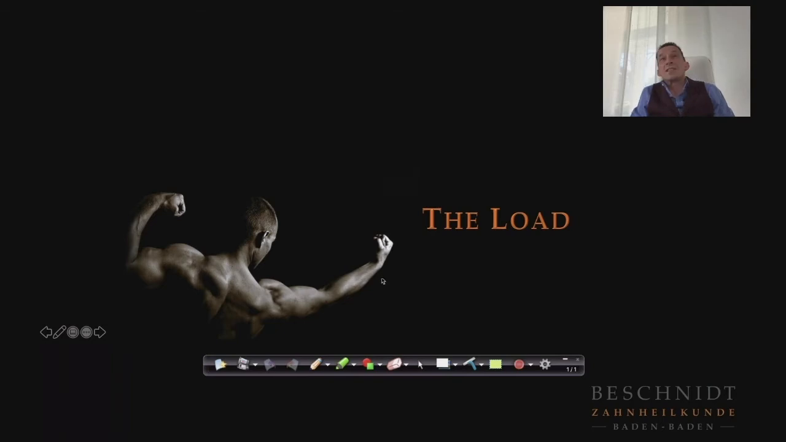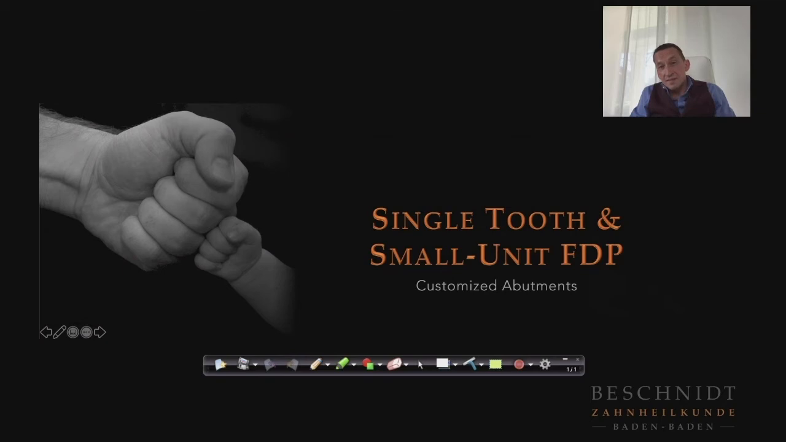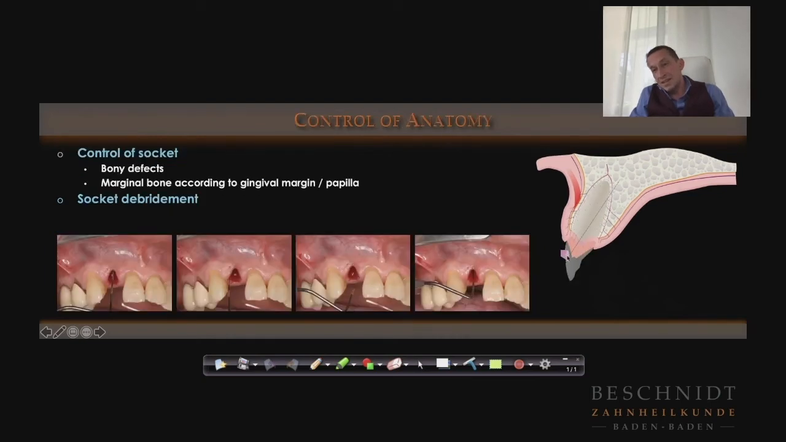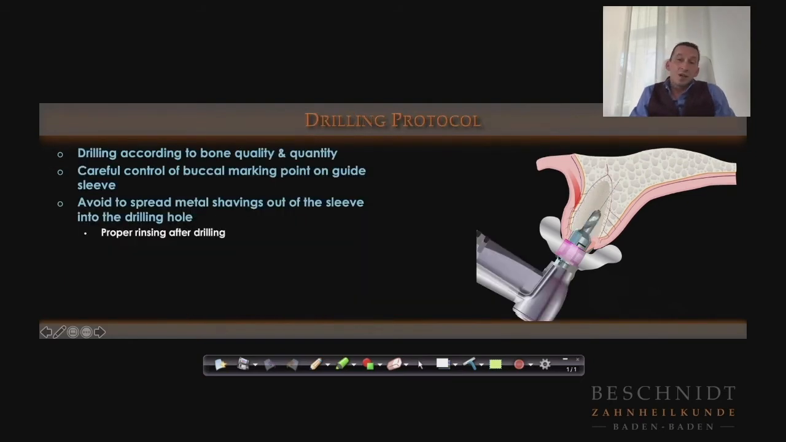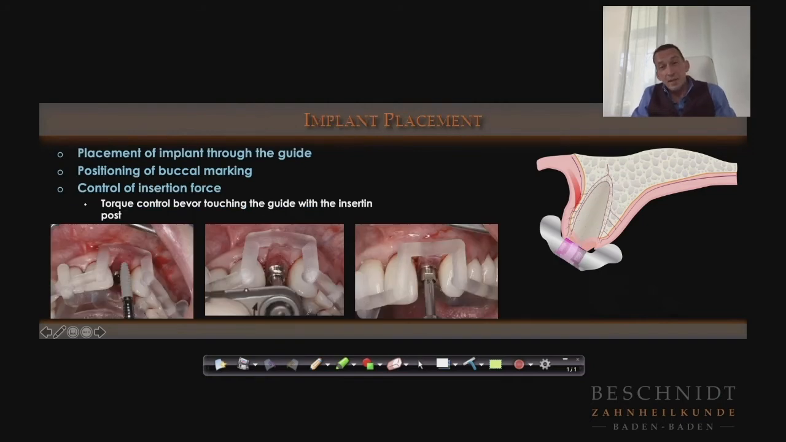Now finally, let's talk about the load. In single teeth, we do the extraction, then we place the drilling guide, and the drilling guide should just target on the palatal area. We use the drills according to the protocol I showed you. The final drill may be one drill below implant diameter. And then we place the implant through the drilling guide.